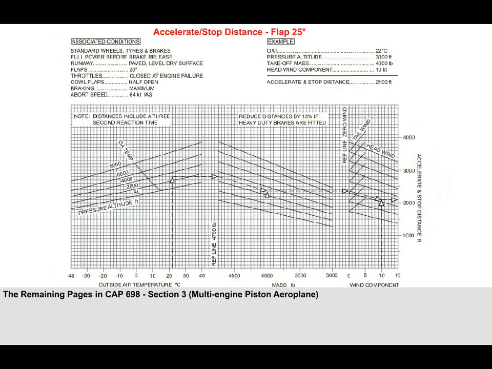Although the accelerate stop distance graphs are shown in CAP 698, there is no requirement for a multi-engine Class B aeroplane to demonstrate performance accountability of engine failure below 300 feet, and therefore there is no requirement to demonstrate the accelerate stop distance. However, a prudent pilot will check the accelerate stop distance required by the aeroplane in the event of an abandoned takeoff so that it will be shorter than the accelerate stop distance available.